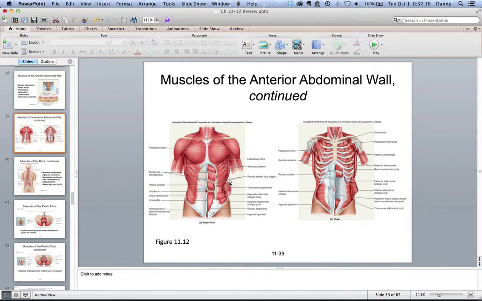And here's just a different view of the abdominal muscles. And you can see on here you have things like pectoralis major, the deltoid. All these should be starting to look a little bit more familiar now that we've covered both abdominal muscles and the extremities as well.